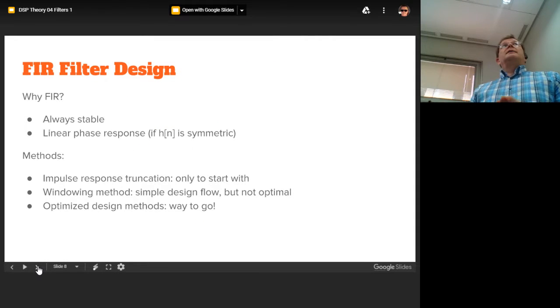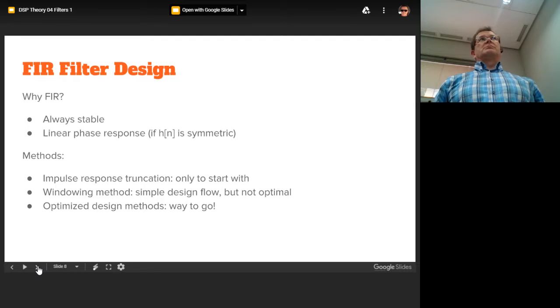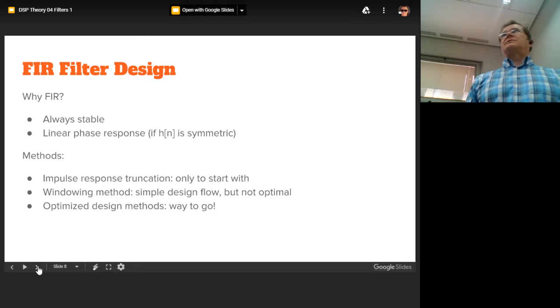About why we are using FIR filters: one reason, or actually two reasons. An FIR filter is always stable. You cannot make unstable filters with FIR. Simply, you cannot. It's impossible mathematically. Of course, you can mess up the code, but that's another story.